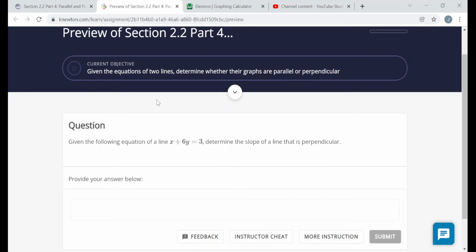Okay, so this first question is on the objective: given the equations of 2 lines, determine whether the graphs are parallel or perpendicular. Alright, so before I actually get into this, let me talk about what it means for 2 lines to be parallel and 2 lines to be perpendicular. So first let me talk about parallel lines.